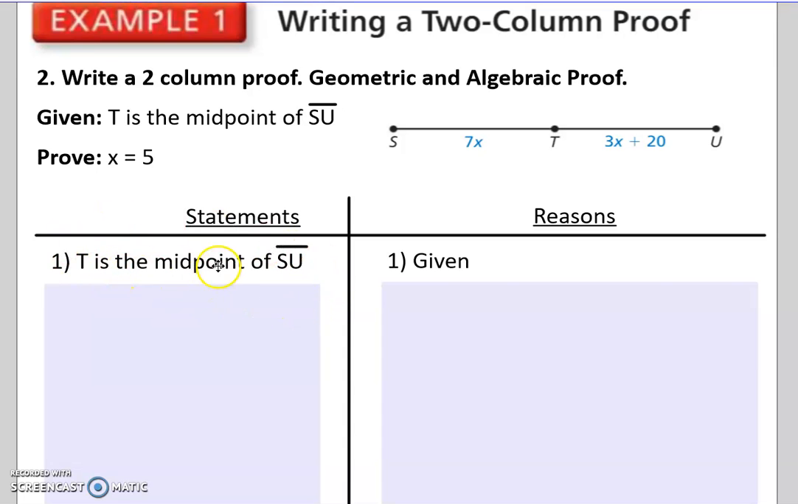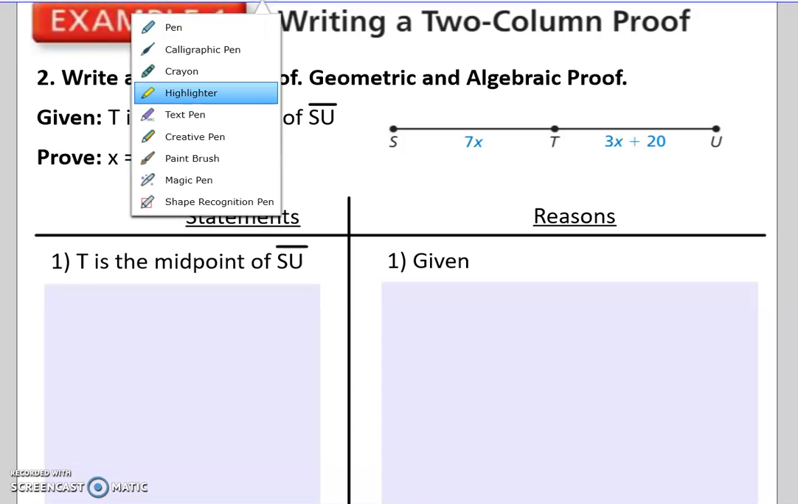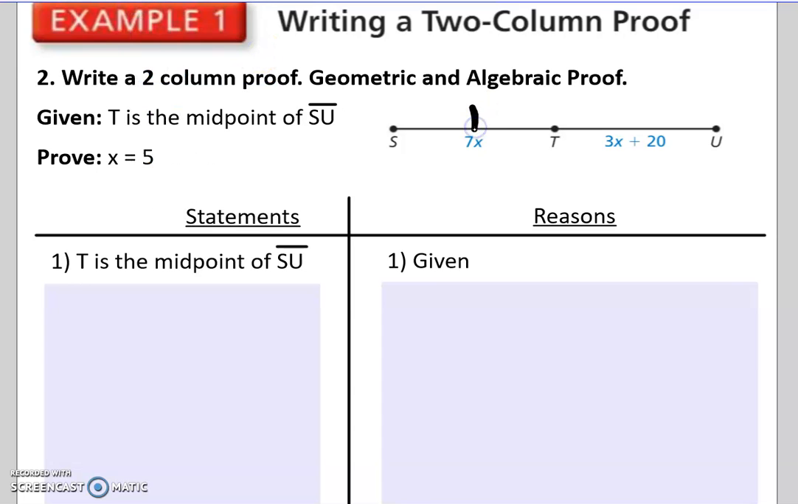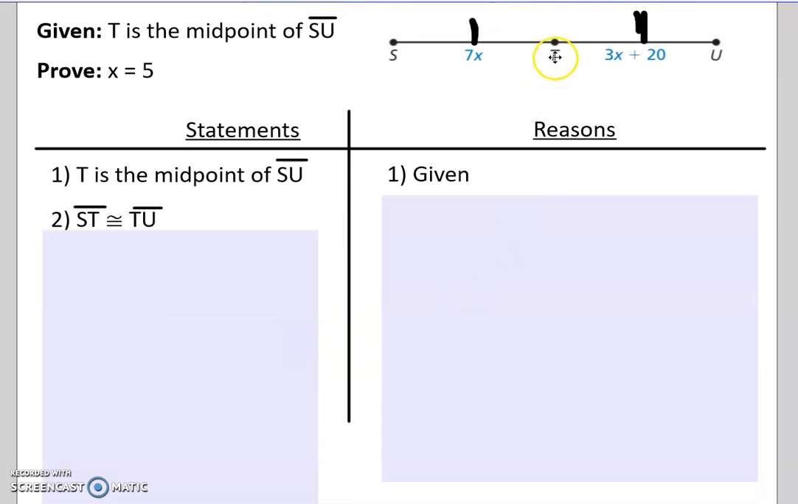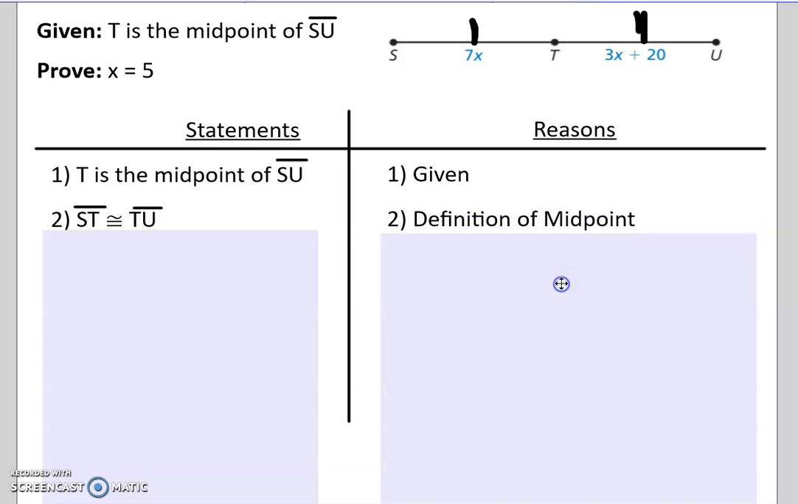So what does a midpoint tell me? A midpoint tells me it creates two congruent segments. Those are my tick marks. And that's what my next statement is going to be, that ST is congruent to TU. And why is that my next statement? That's the definition of a midpoint.